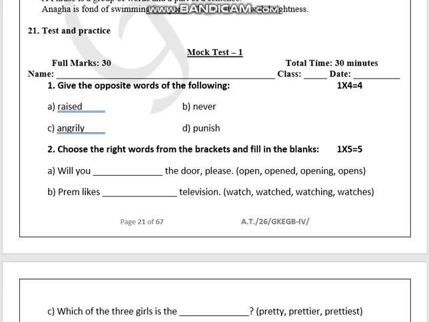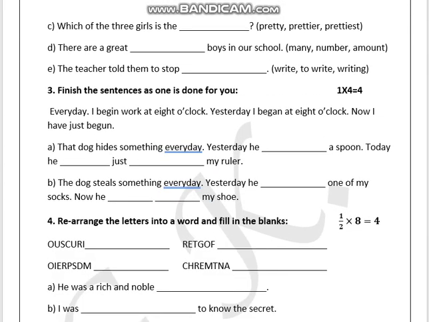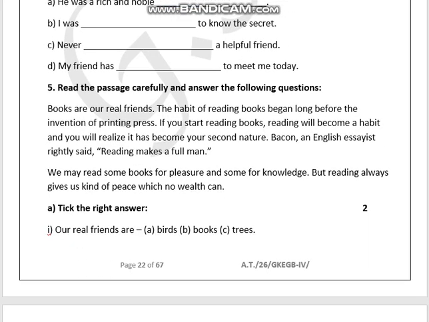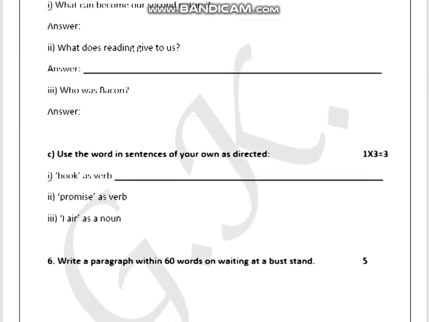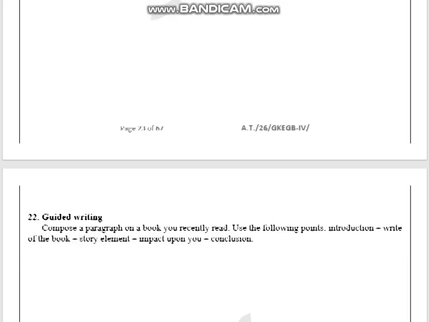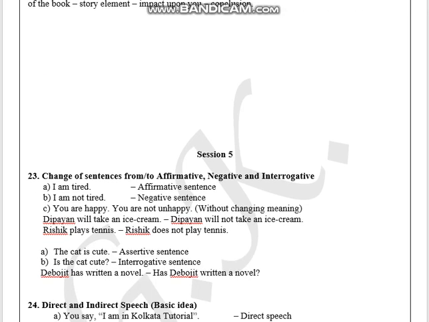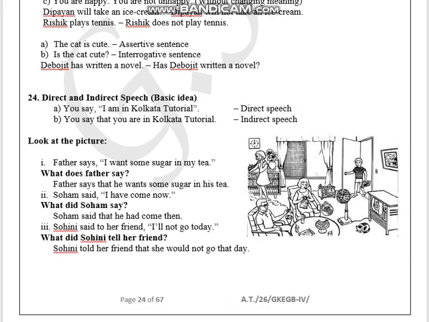Now it is mock test 1. These questions the children will attend, give the correct answer, and they will be again helped when the copies are checked. They can evaluate themselves. Writing paragraph. There is guided writing. All the lessons are discussed in online classes and offline classes in Kolkata tutorial.